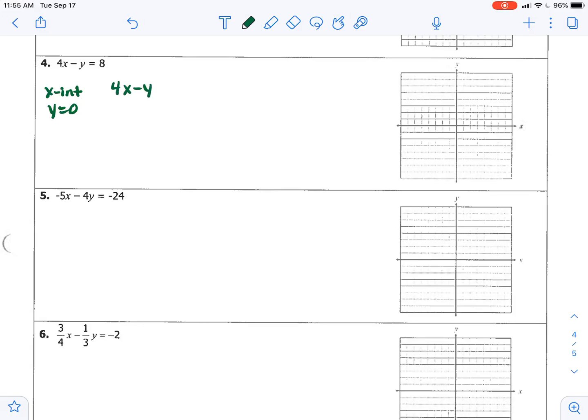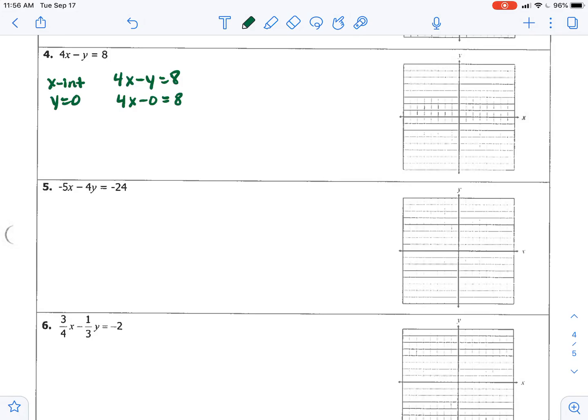So 4x minus y equals 8. We're letting y be 0. And then we're going to solve it, okay? Okay, so my answer here would be (2, 0).